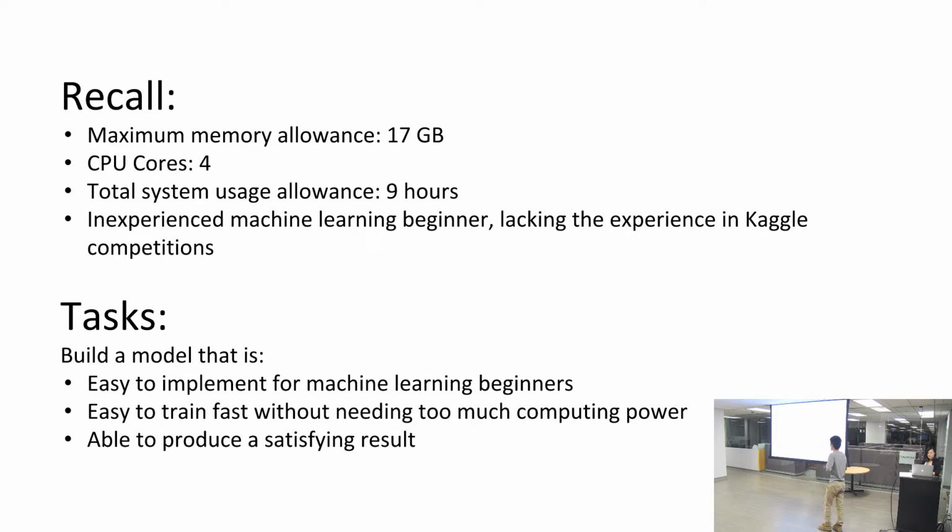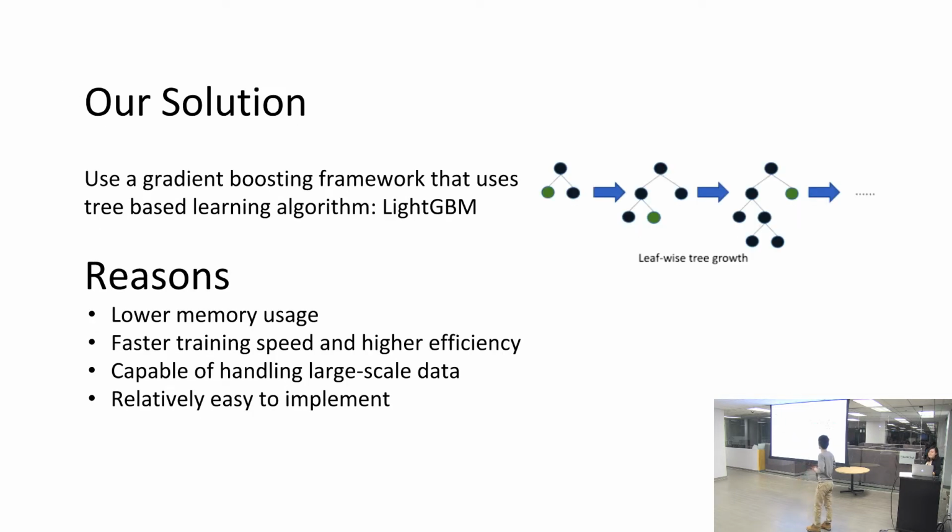So our task is to build a model that is easy to implement for machine learning beginners, can be trained fast without needing too much computing power, and will produce a satisfying result for a first-time Kaggle practitioner. Then I decided to use a very popular method in pretty much all Kaggle competitions called GBM, which is a tree-based model. It can be trained fast, it's capable of handling scalable data, and it's relatively easy to implement.